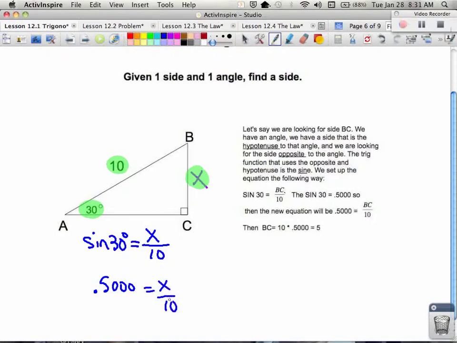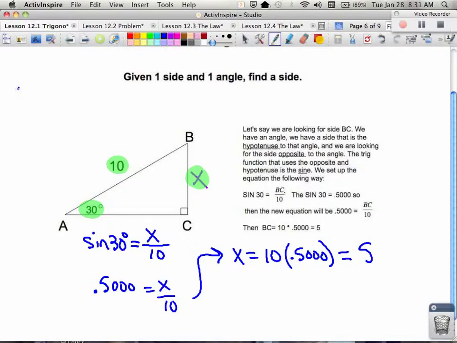And since my variable is on top, what I know is that to solve this equation, I'm going to have that my x is going to be equal to the right side number, 10, times my left side number, which is 0.5. And when I get done, my answer for side x, or BC, is just 5.